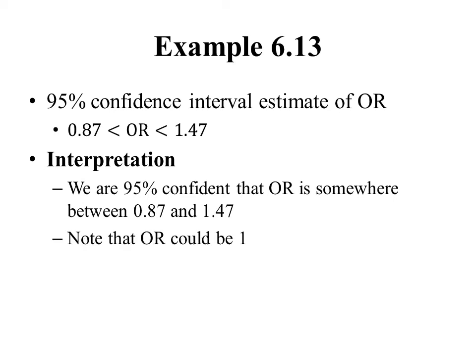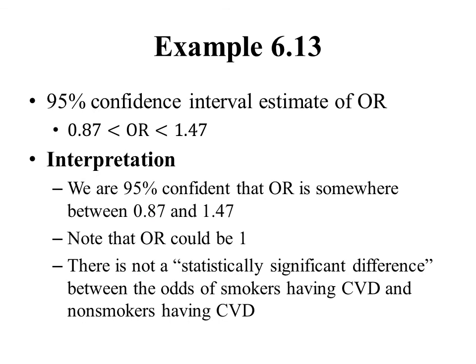Now, what's significant is that this interval contains the number 1. So that means that the odds ratio could be 1 or approximately equal to 1. Well, an odds ratio of 1 means that there's just not that much difference between our two populations. And so because of this, we would say that there is not a statistically significant difference between the odds of smokers having cardiovascular disease and non-smokers having cardiovascular disease. So that's the same conclusion as the previous example. There's just not that much difference between these two populations.